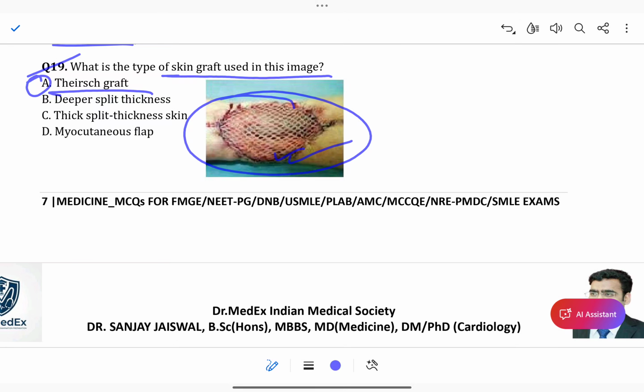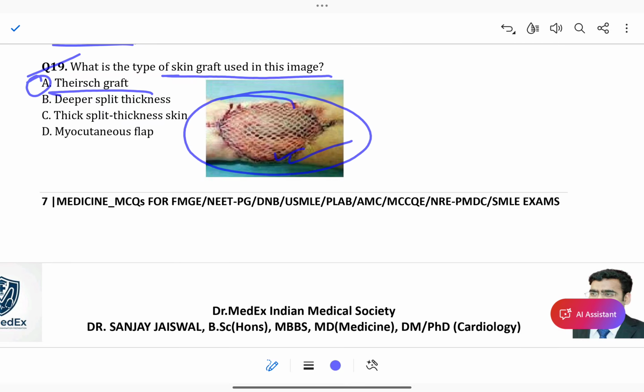There are mainly two types: full thickness skin graft and partial thickness skin graft. Which has better cosmetic results? Full thickness skin graft, with better cosmetic results and decreased contraction. Partial thickness skin graft advantages: higher success rate, easy to harvest, faster revascularization.